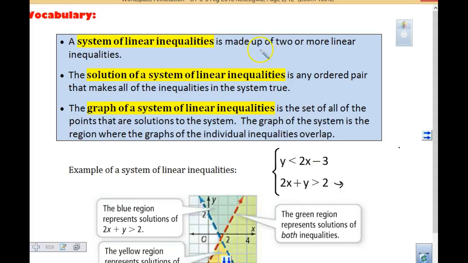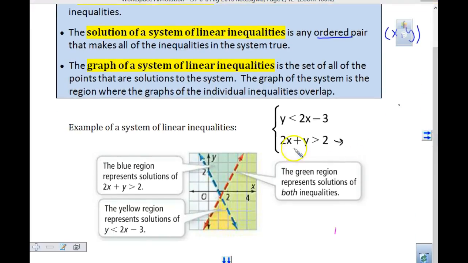So it says the system is 2 or more. The solution is any ordered pair. So keep in mind, it's going to be that x, y that is our solution that makes it true to both. And we graph it, and when we do that, we look at the solutions and we shade. So the first one, you can see that they graph that. That is this red line, okay? Y is less than 2x minus 3. They started down at negative 3, had a slope of 2 over 1, graphed it, dashed line.